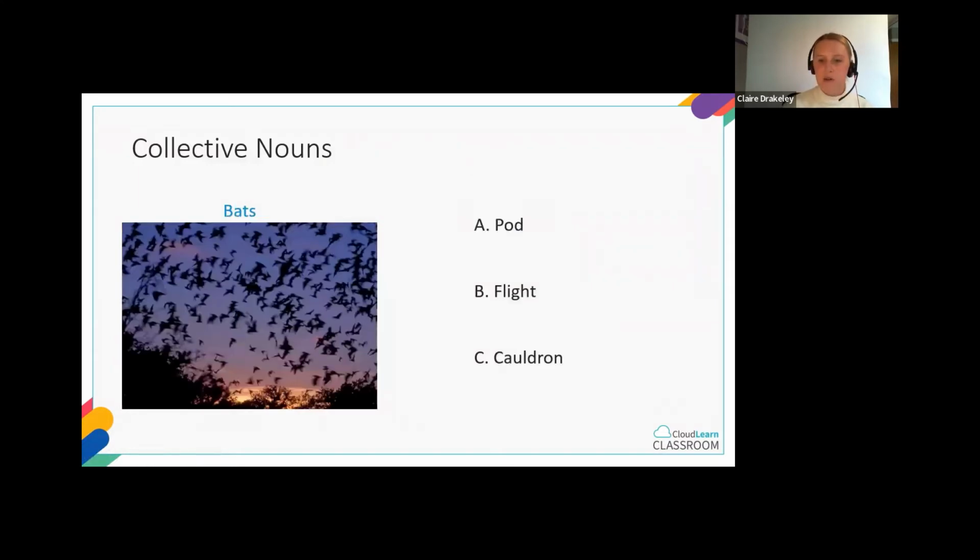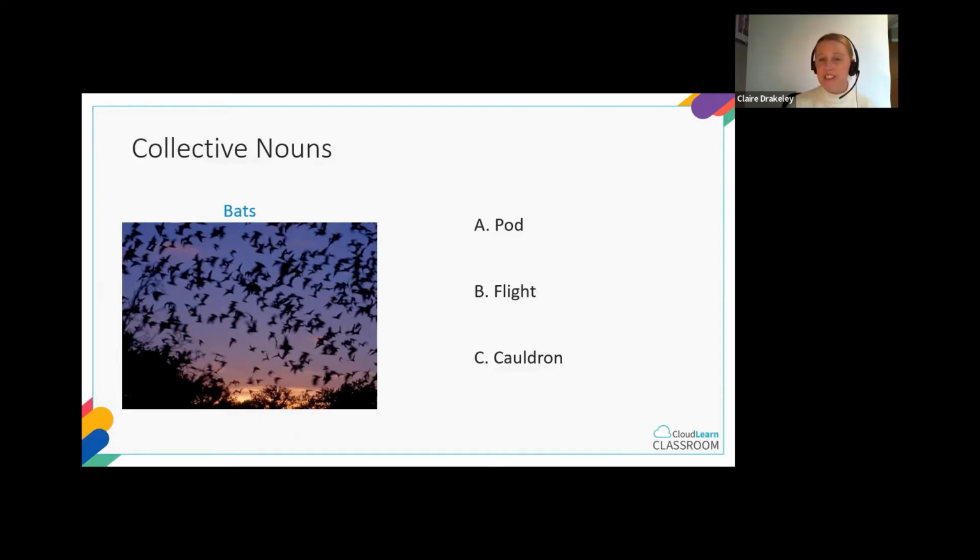And a collective noun for... Oh, sorry, I'm dreadful at this sharing. There we go, you've seen it. Collective noun for bats. Is it A, a pod of bats? Is it B, a flight of bats? Or C, a cauldron of bats? What are we going for with bats?